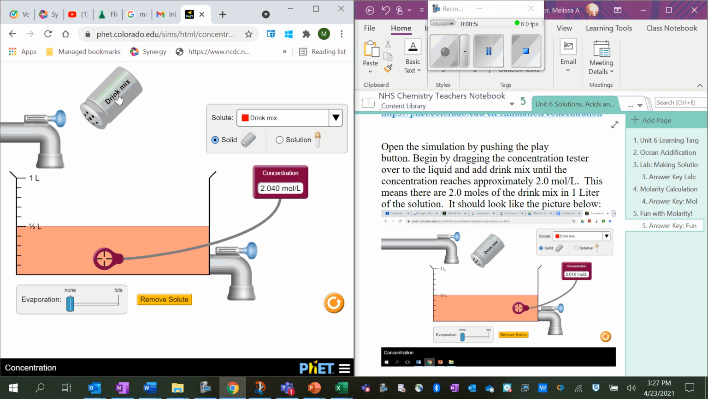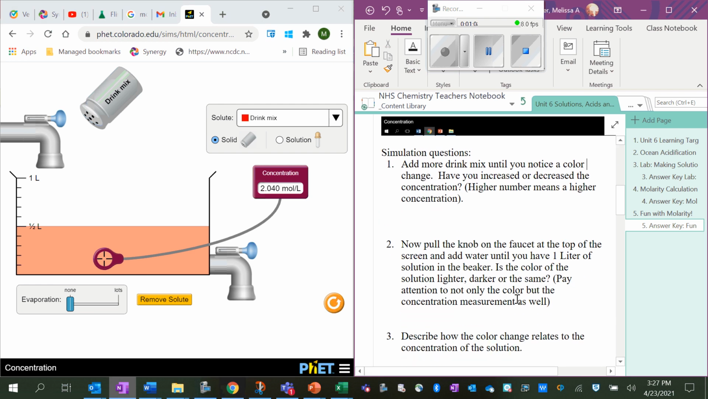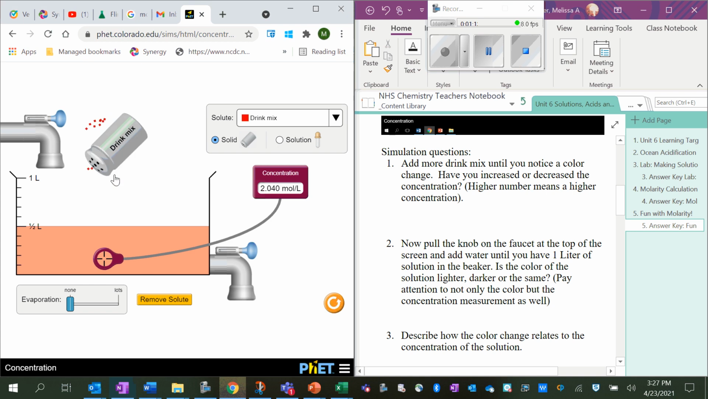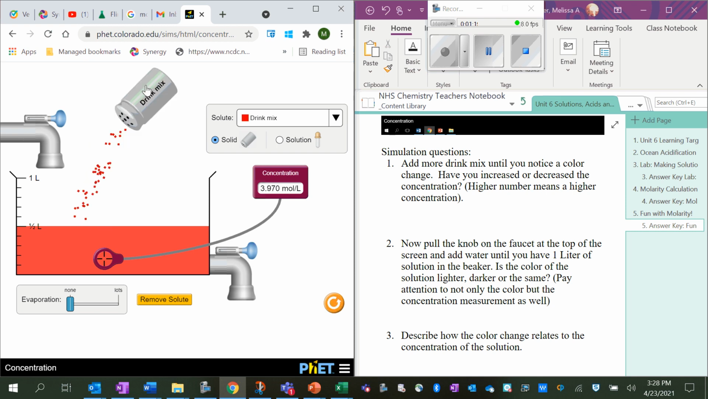Okay, close enough. So this means there are about 2 moles per liter. It should look like this picture. Okay. It says add more drink mix until you notice a color change. Okay. Ooh, it's getting much darker.